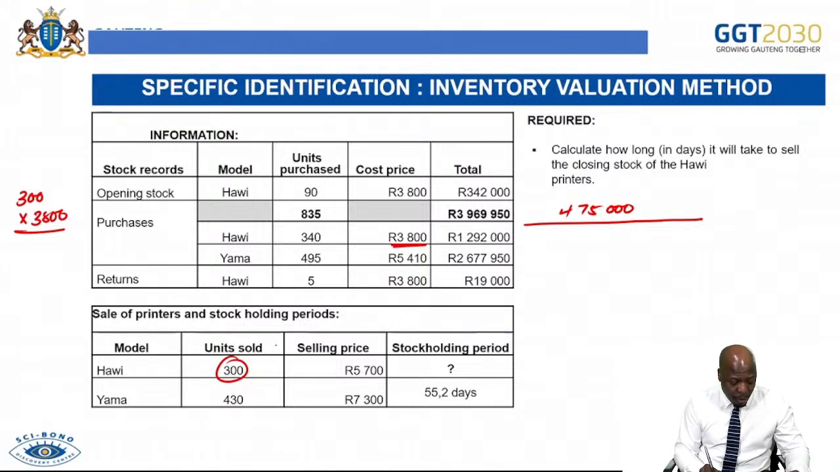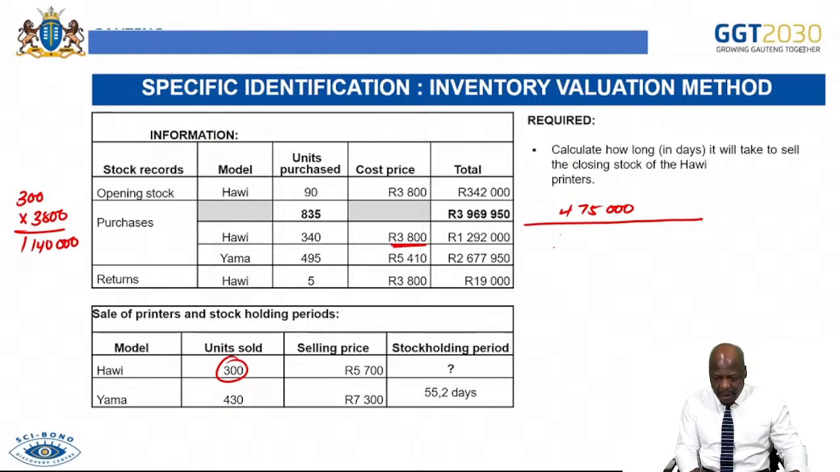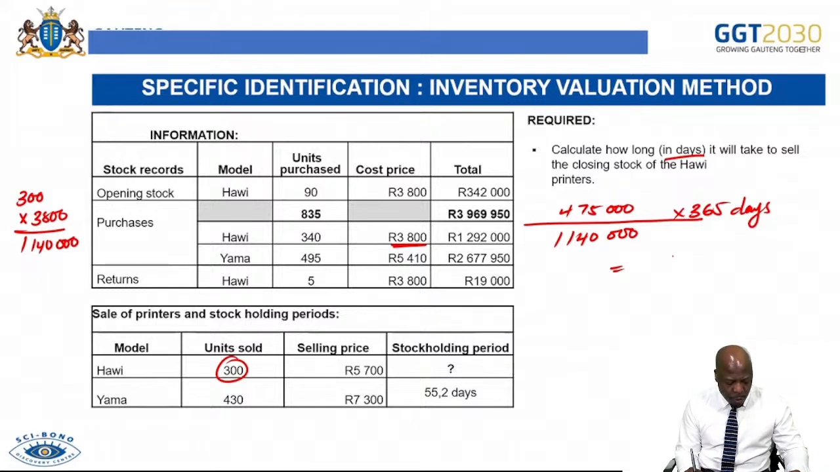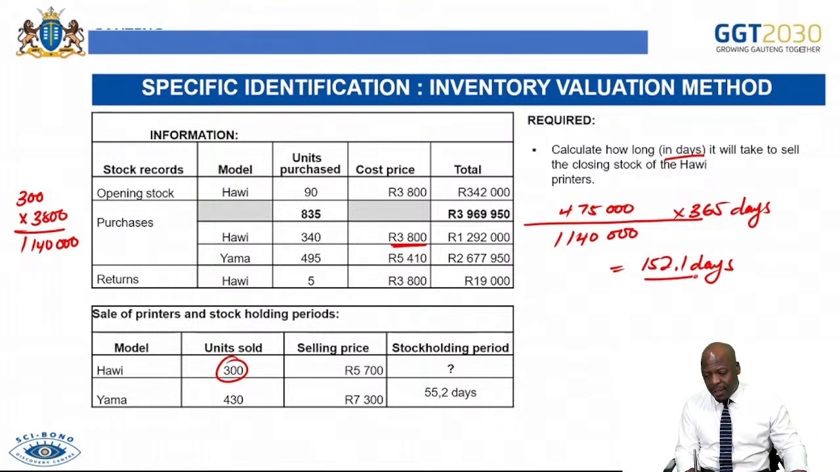And the cost of sales therefore becomes 1,140,000. So I can come here and divide this by 1,140,000. Then I multiply this, how long in days, by 365 days. And then it should give you how much? It should give you 152. Is it 152? Yes, 152.1 days. Okay, so this will be method number one.